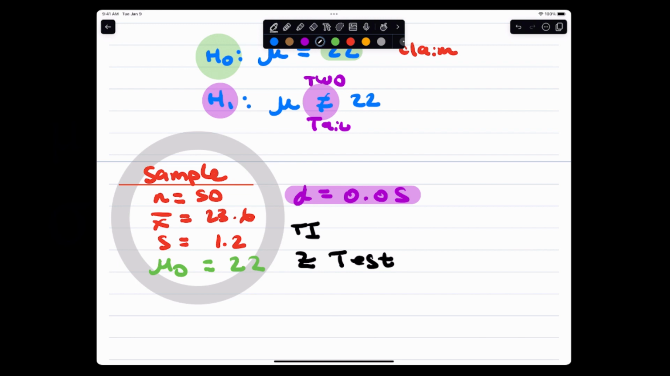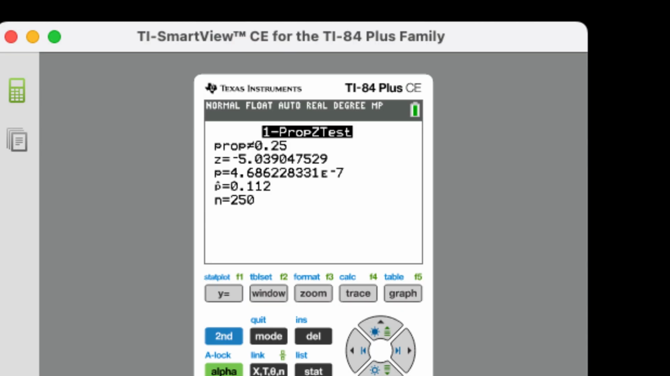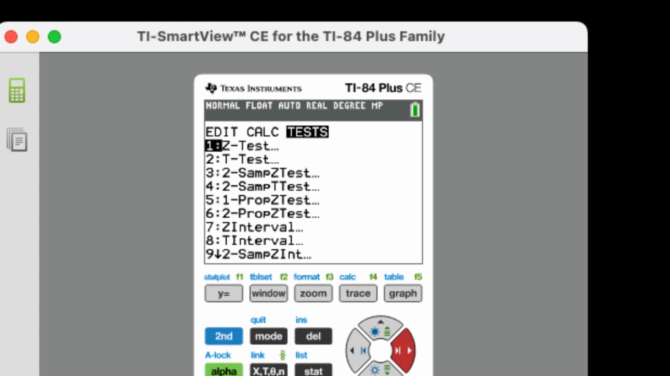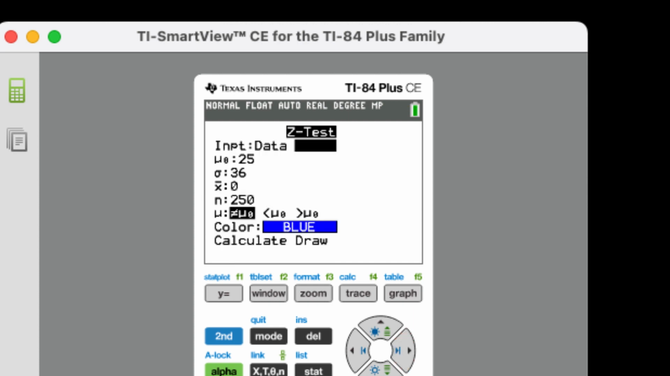You're going to use that z-test, ladies and gentlemen. All right, so you say, okay, TI, let's see what you have. You go to stat test. You guys know where the z-test is? It's the first one. That's number 1, okay? It's on stats.